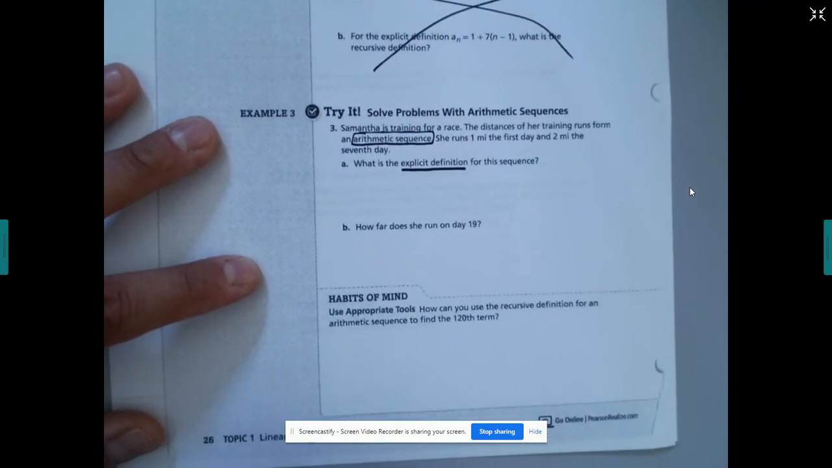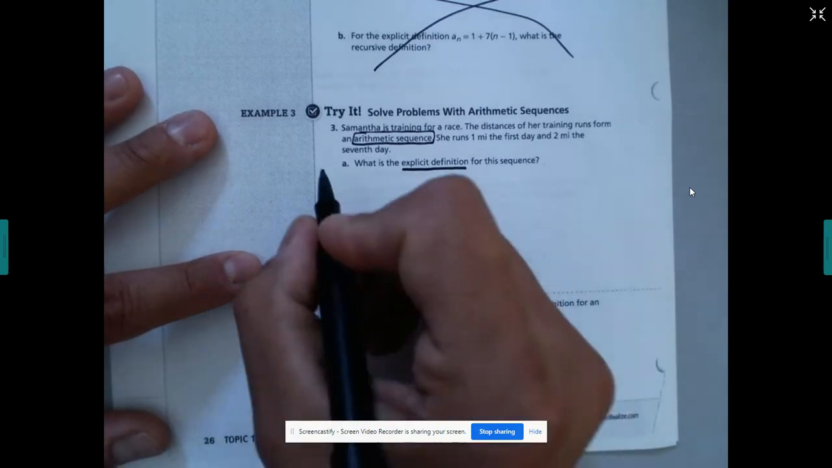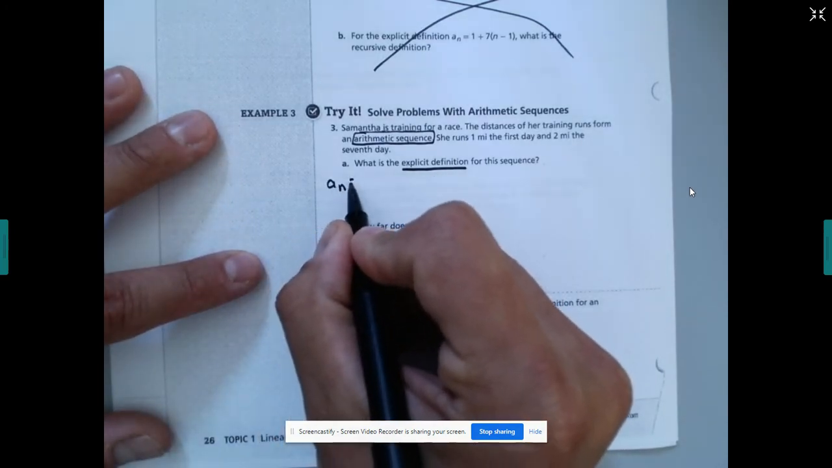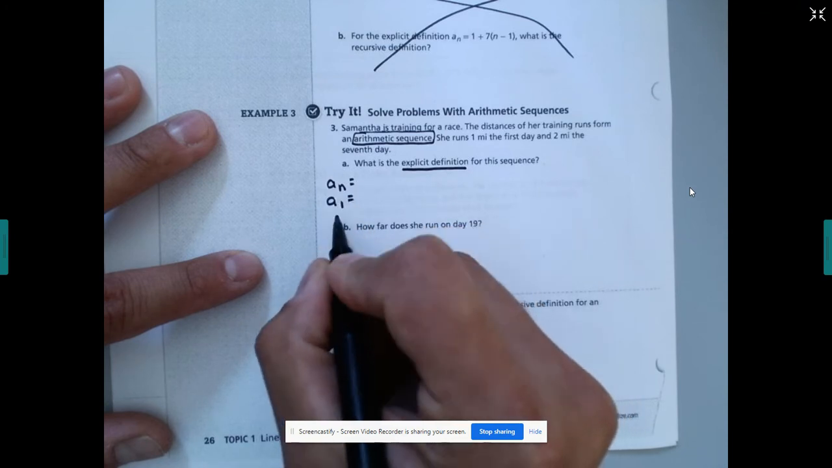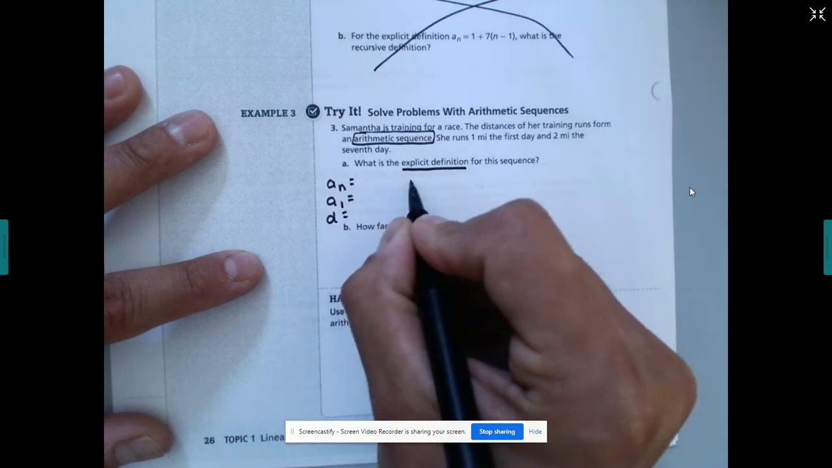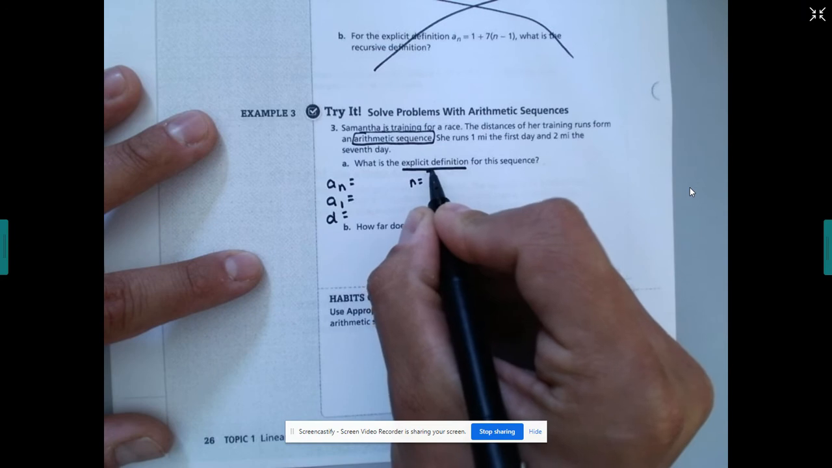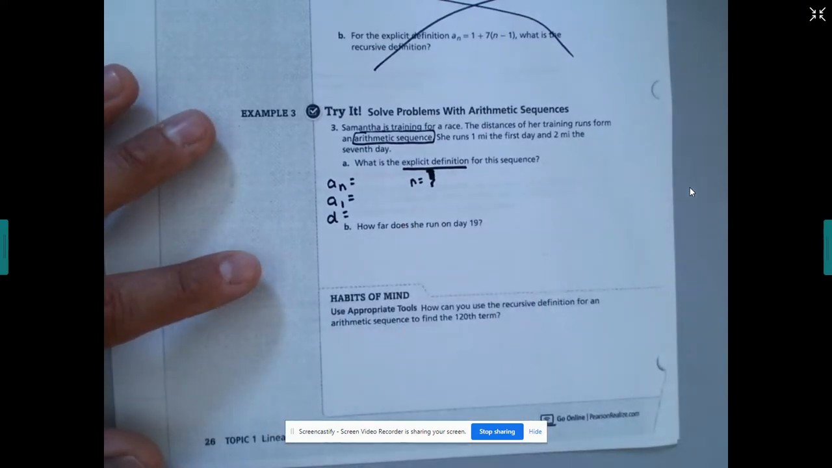In order to use that formula, I have to know a couple of things. I have to know what A_n is. I have to know what A_1 is. I have to know what d is. And I have to know what n is.